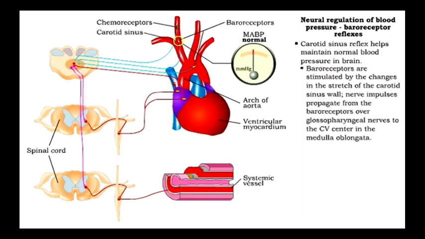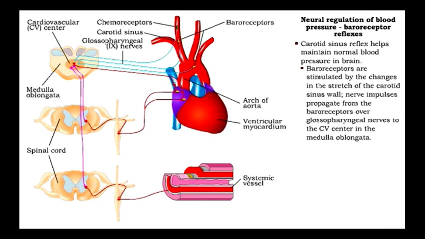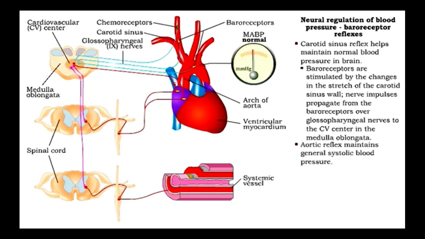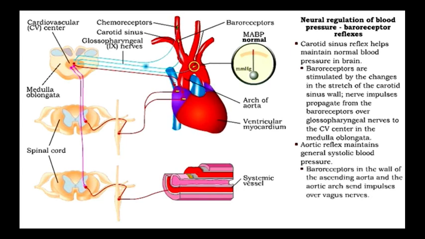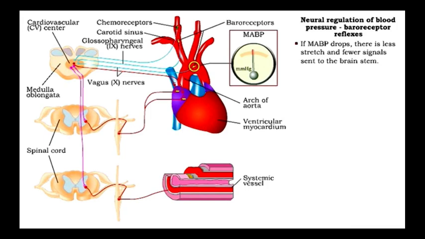Changes in blood pressure increase or decrease the stretch of the carotid sinus's wall and stimulate baroreceptors. Impulses are sent over sensory fibers in the glossopharyngeal nerves to the cardiovascular center in the medulla oblongata. The aortic reflex, which maintains general systolic blood pressure, works in a similar manner. Stretches in the wall of the ascending aorta and aortic arch send impulses over vagus nerves to the cardiovascular center. If blood pressure drops, there is less stretch. Fewer signals are sent to the brainstem.